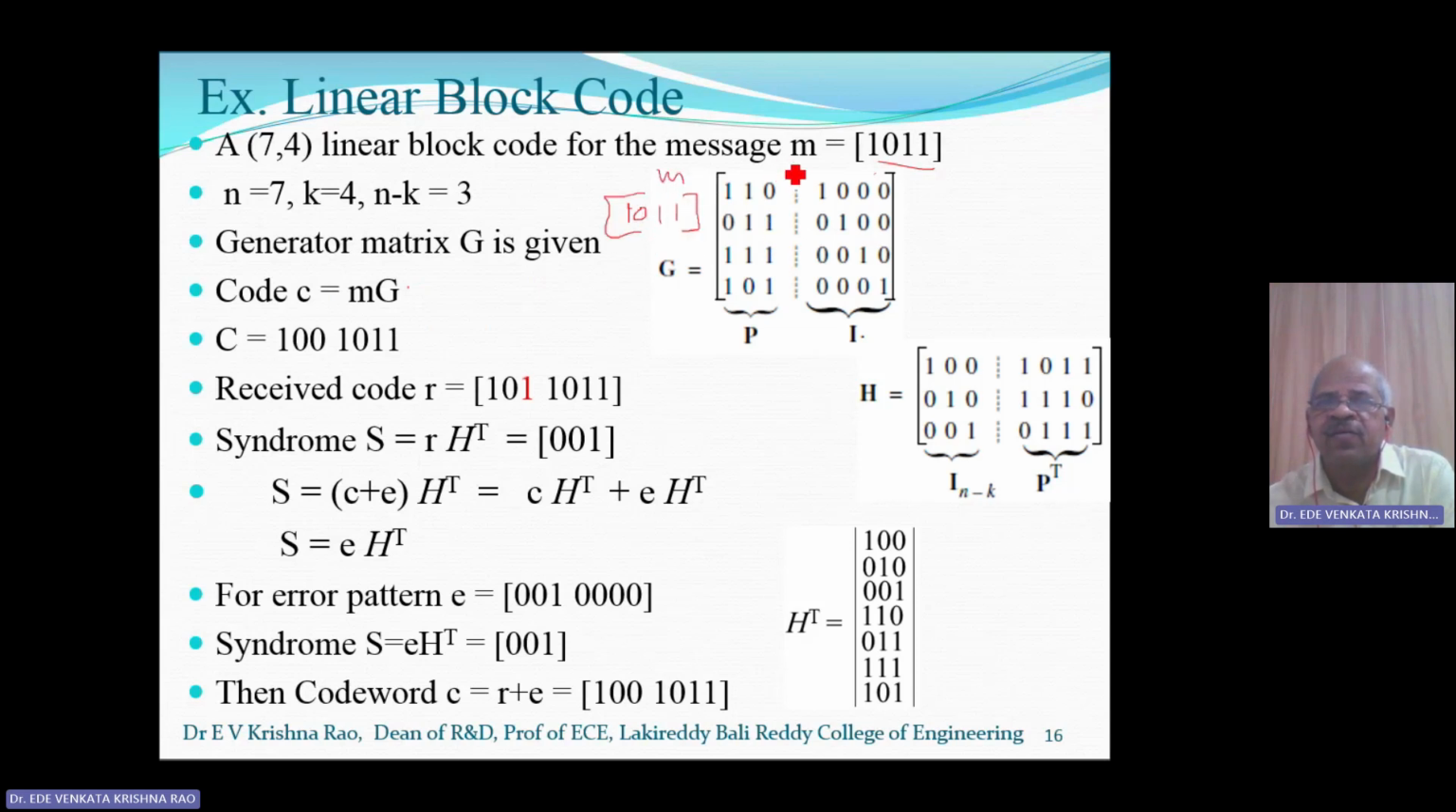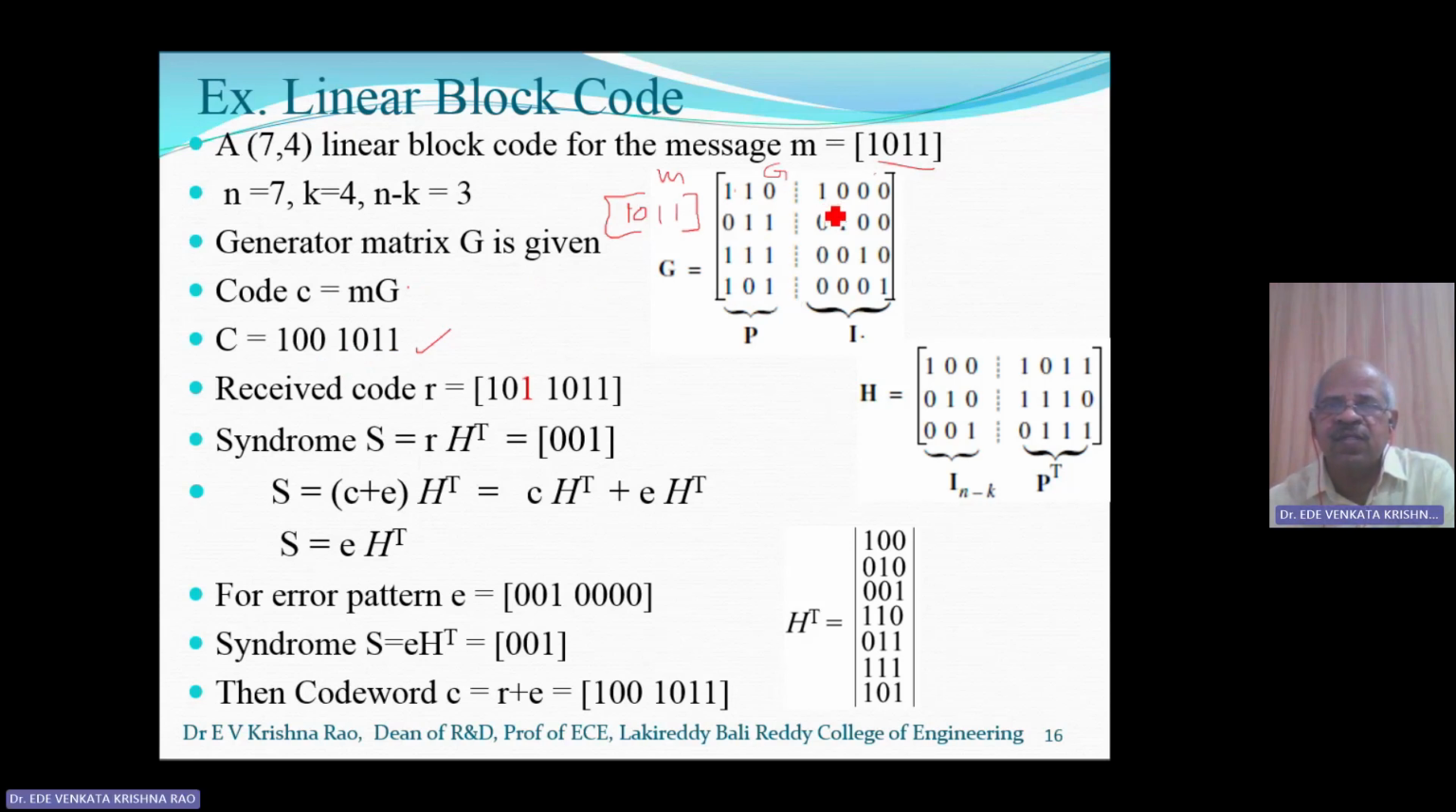So this is what one sees here: 1, 0, 1, 1, multiply m into g. You will get the code word. Multiplying this m into g, you get 1 into 1, 0 into 0, 1 into 1, 1 into 1. That means the first, second and third rows can be added. So this gives 1, 1, 1, 1, and 1, 1, 0, 0, 1, 1, 0.